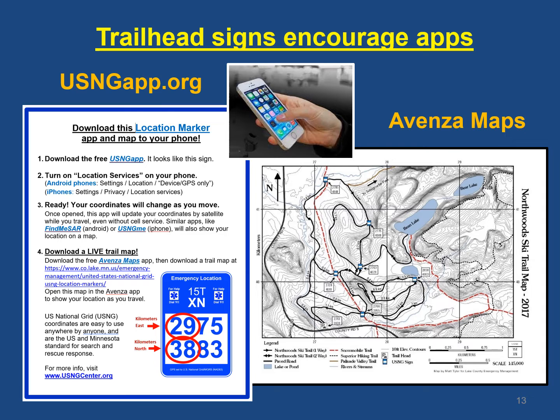With the Avenza app, they can download georeferenced maps that show a dot on the map that moves as they travel. It's important for them to know that once downloaded, these apps do not need cell service to work because the coordinates come from satellites, not from cell towers.